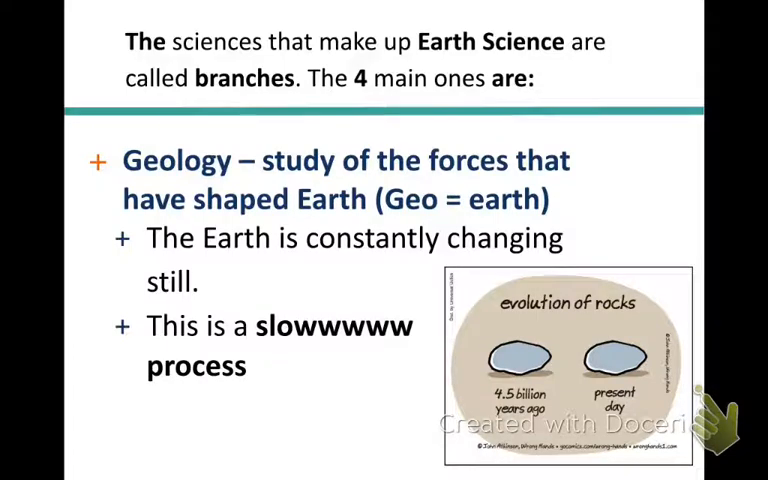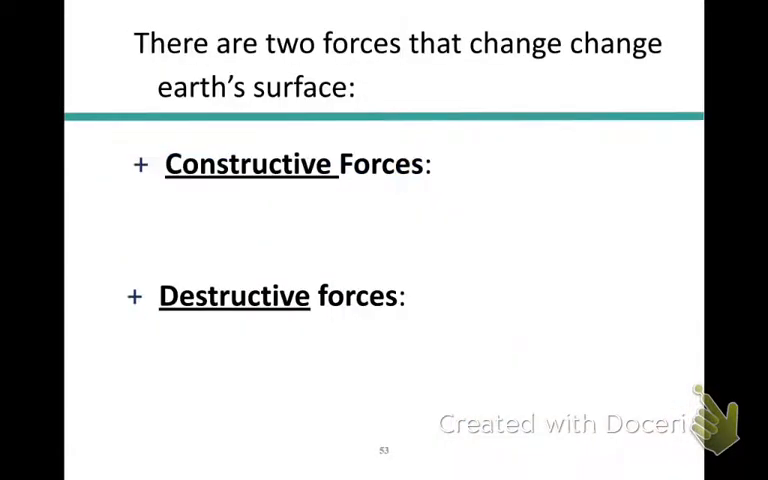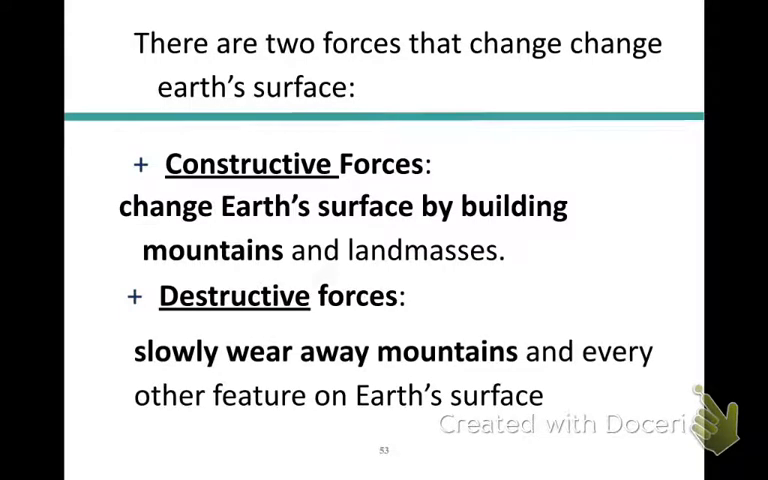Before we get to our next branch of science, think of some forces that change the earth. You have constructive forces, and then you have destructive forces. Just like constructive sounds, this is something that's being built. If you are constructing a building, then you are building a building. So constructive forces are forces within geology that are building things. And the most common example is a mountain. So mountains are formations on the earth being built, aka being constructed. Therefore, they are called a constructive force.